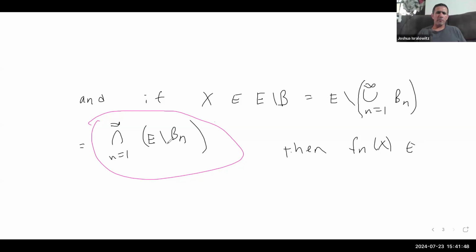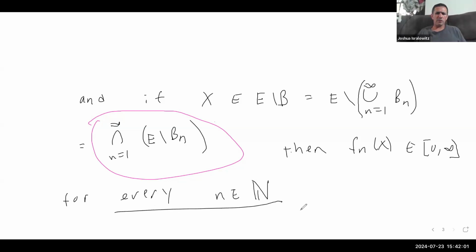Okay. We're away from each Bn, so this is in 0 to infinity, for every natural number little n in the natural numbers. So a little redundant there. Right. So yeah, now we're basically done.